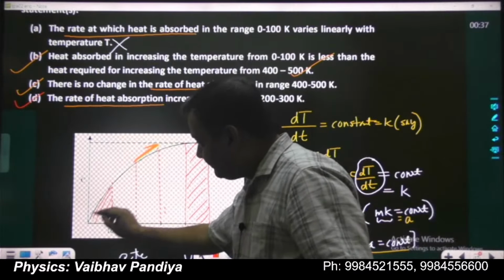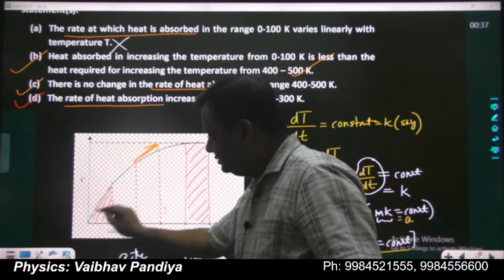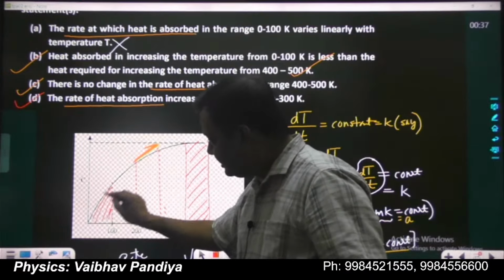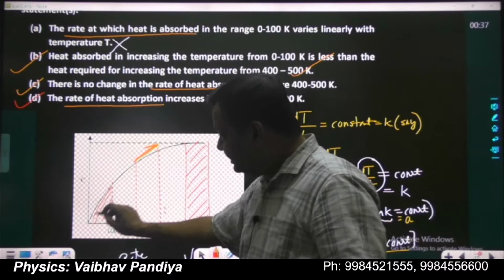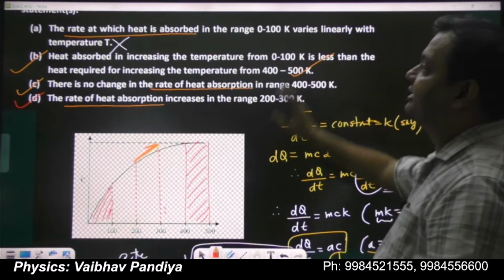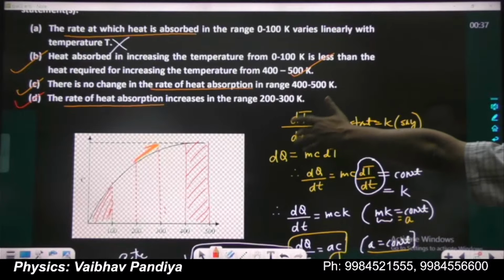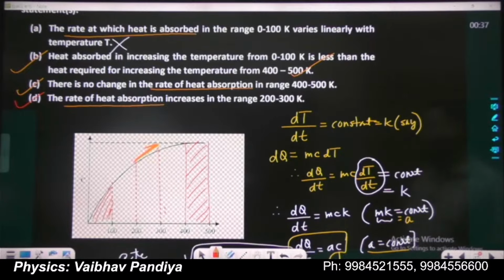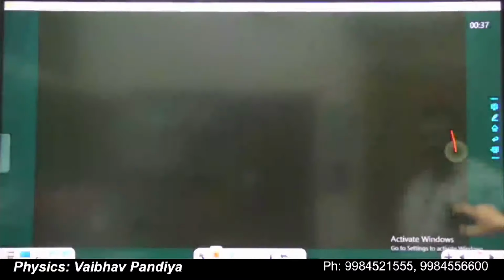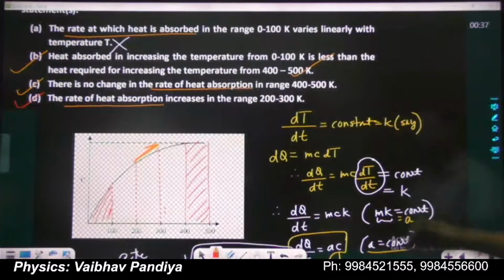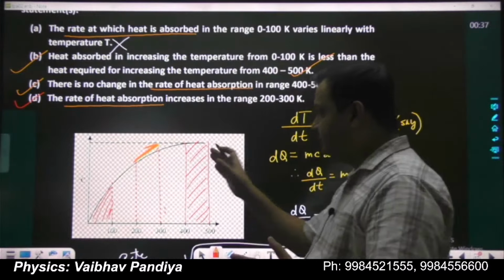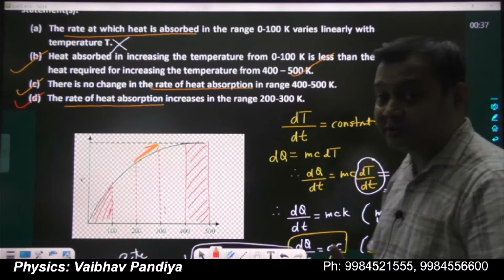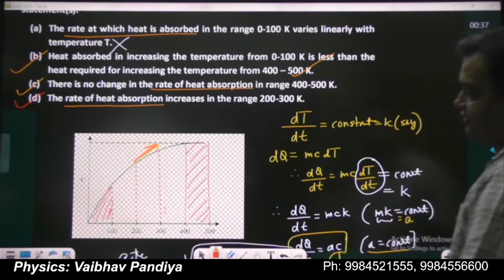Had it been a linear graph, here, something like this, a straight line, though it is not a perfectly straight line, it is slightly curvilinear, but it is curvilinear. Had it been a linear graph, then option A would also have been correct. That is, from 0 to 100 Kelvin, rate of absorption would vary linearly, but it is curvilinear. Okay, so this is also a very beautiful problem in which you have seen the graphical interpretation of the heat absorbed, the graphical interpretation of the variation of C with temperature, the graphical interpretation of the rate of absorption of heat with temperature. Okay.